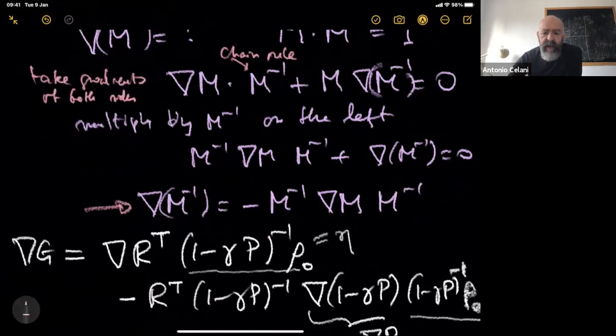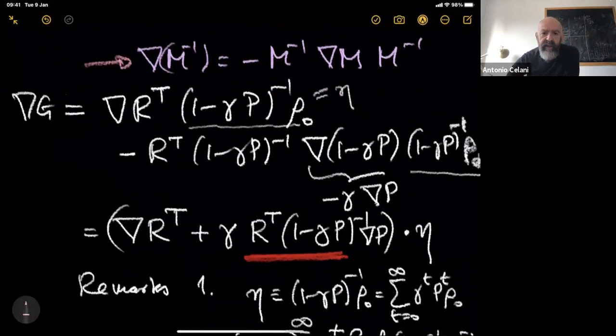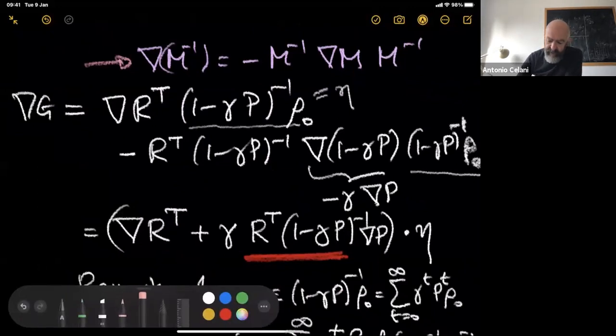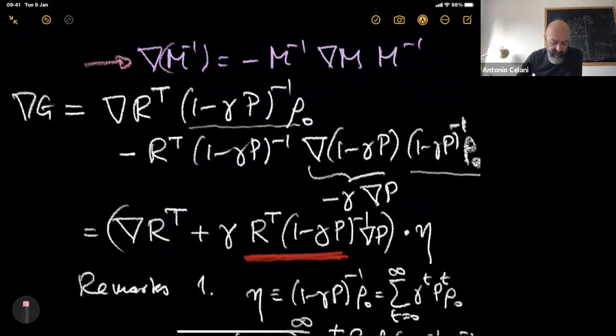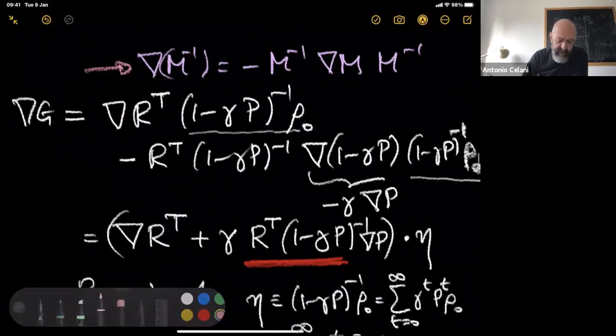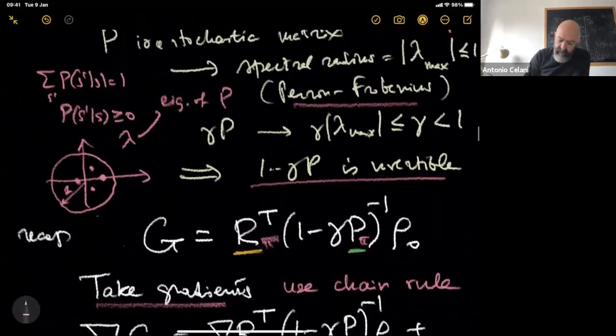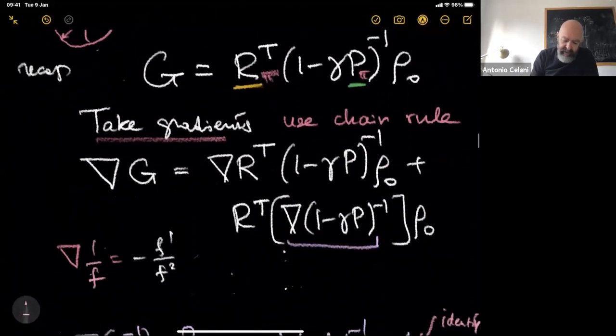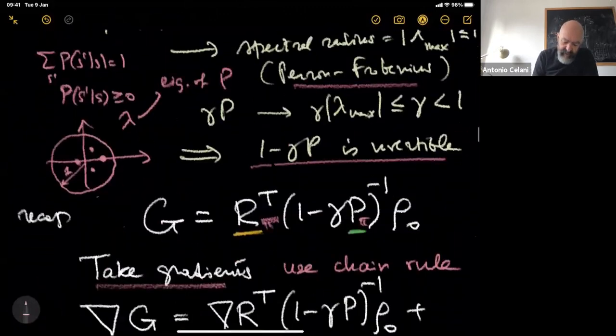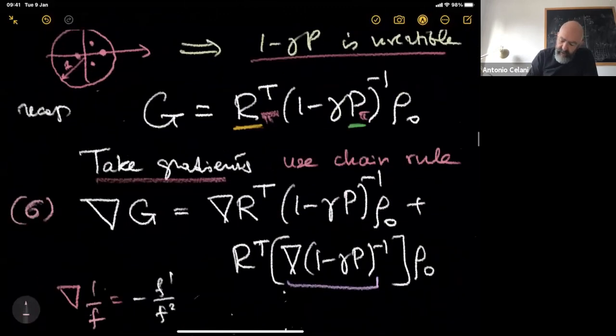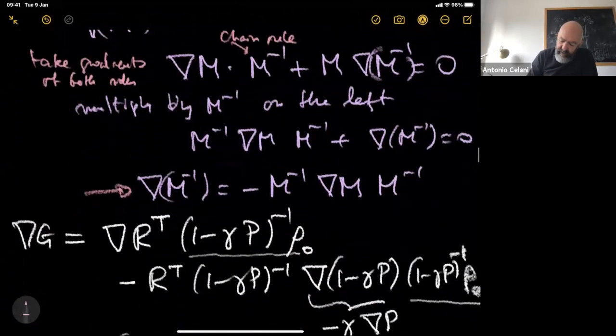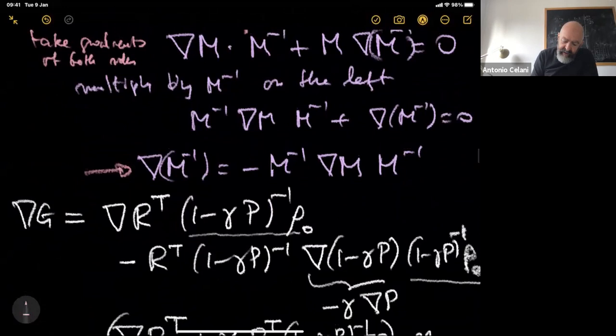Okay, and now I'm equipped with all I need to go to the second step, which is the one here below. So let me just clean this up a little bit. So this is my equation, this is my gradient, which was equation 6. And then after this, I applied my chain rule, and this is equation 7.